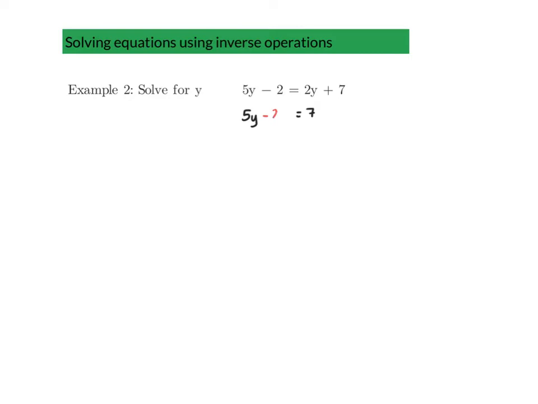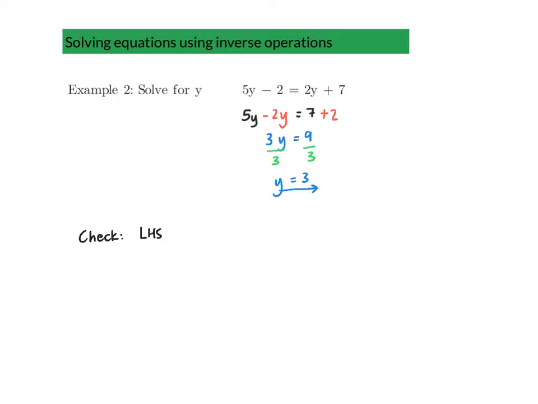So the opposite of adding 2y would be subtracting 2y. And the opposite of subtracting 2 is adding 2. Now I've grouped all my variables on the left and all my constants on the right. I can now simplify both sides, divide both by 3, the coefficient of y, and get that y is 3. If I'm not sure that my answer is correct, I can always check.